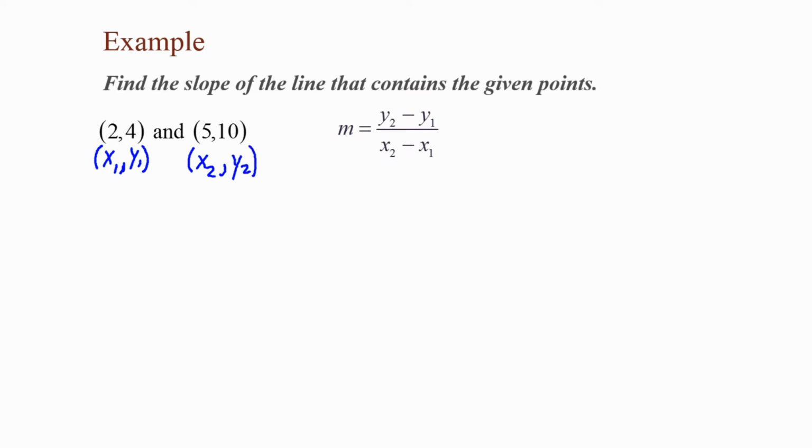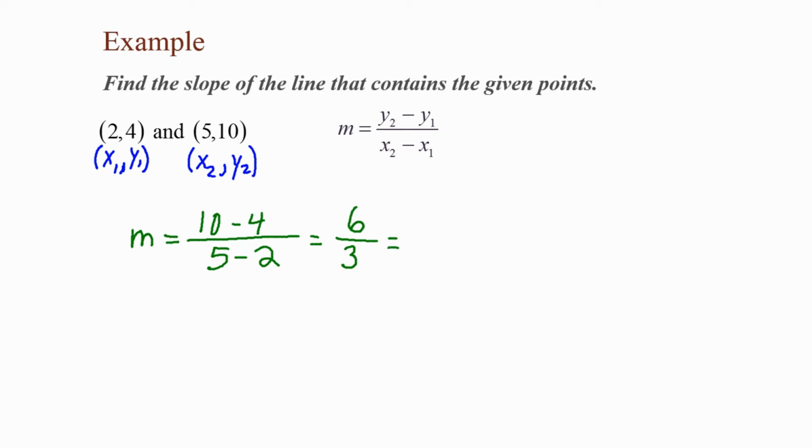So now we want to substitute into our equation. So we want to start with m equals, because you always want to label your work with the correct symbol, 10 minus 4 over 5 minus 2. It's always a minus sign when you're doing slope. Then we just do the math. 10 minus 4 is 6. 5 minus 2 is 3.